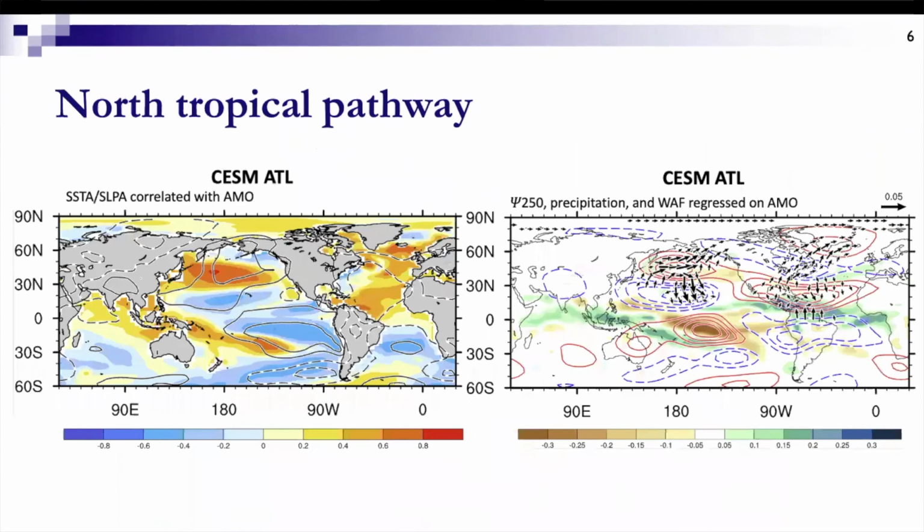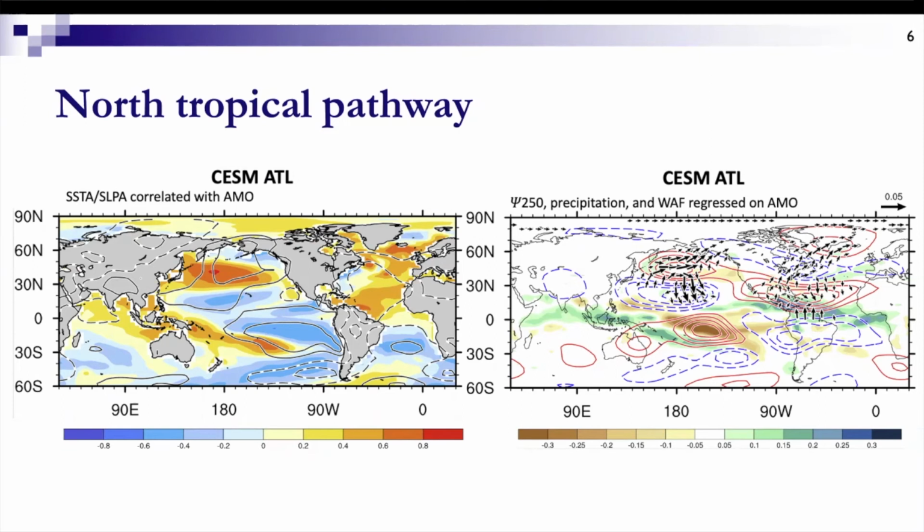Also in our experiments, we discovered a pathway outside of the equatorial region in the northern tropics, and this involves the Atlantic Multidecadal Oscillation, or AMO. Here on the left, I plot sea surface temperature and sea level pressure anomalies correlated with the AMO with a 12-month lag. So we are looking 12 months after the AMO in these plots. On the right, we have precipitation, stream functions, and wave activity flux.